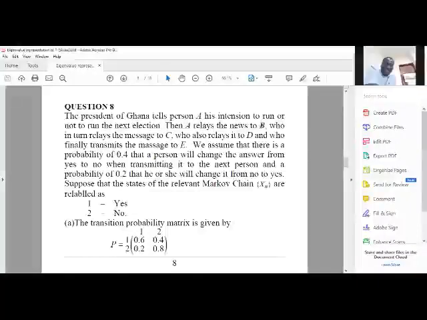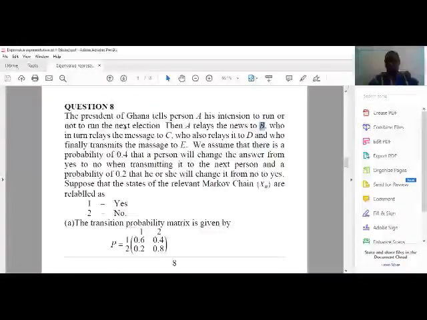Then you also relay it to your friend, a new person B, who also relays the message to another person C, who also relays it to a fourth person called D. So the information went from the president to person A, from person A to person B, person B to person C, and person C to person D. Do you know that if the president says yes, it's not necessarily what person D will hear will still be yes? Sometimes the first person may hear yes, but by the time it gets to the last person, the answer has changed. You understand?